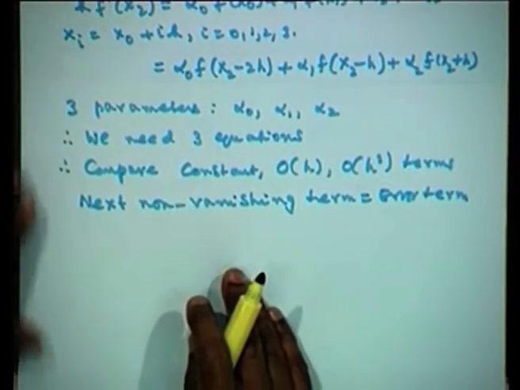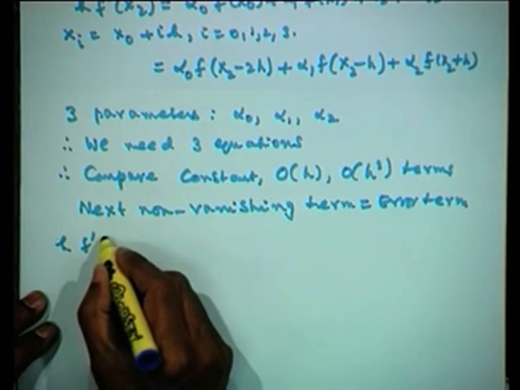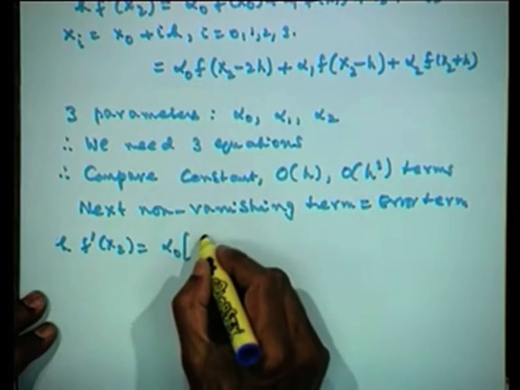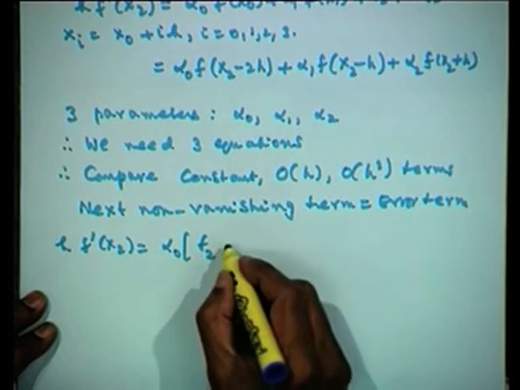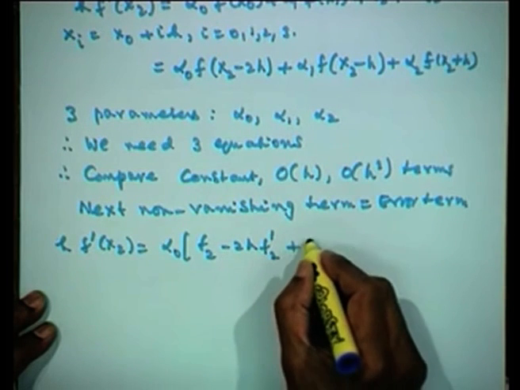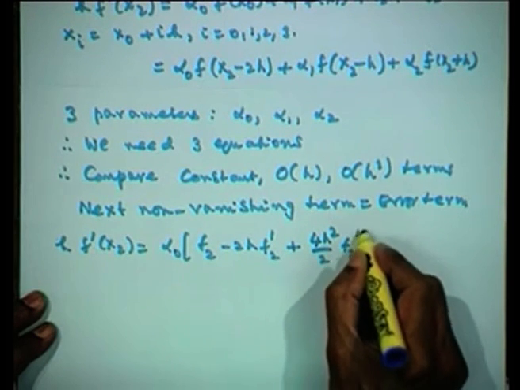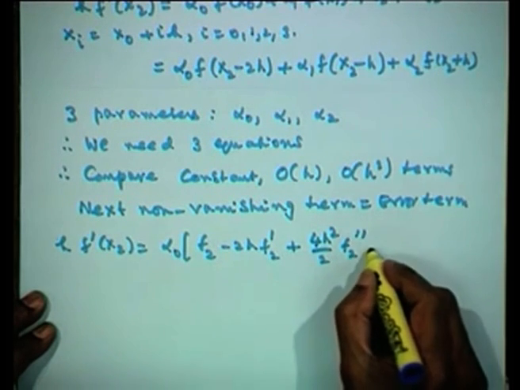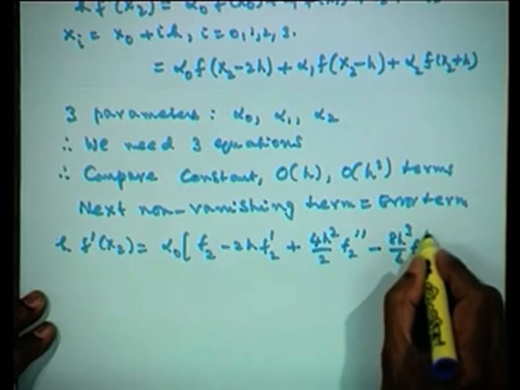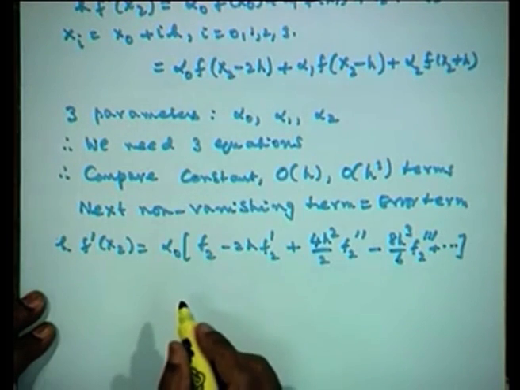Now, I will write down only one step and leave it as an example for you. So, if I now write this, open it up, what I would get here is alpha naught f x 2, let us write down suffix 2, minus 2 h f dash x 2 plus 2 h whole square, that is 4 h square by factorial 2 f 2 double dash. I need the error term. So, I will write down the next one also, minus 8 h cubed by 6 f triple dash at 2. This is the expansion of the first term.